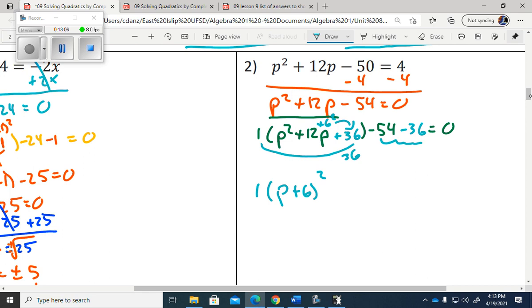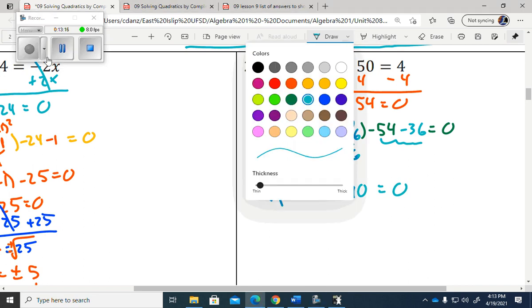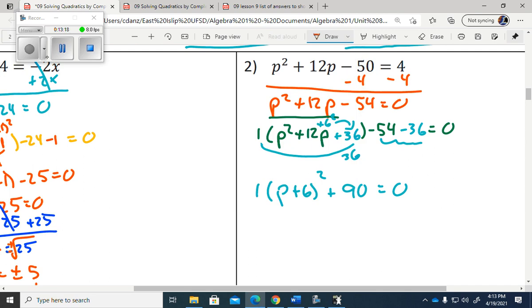And when I combine this, I get 90. Now I have to follow inverse operations. We'll subtract 90 from both sides. I don't need the 1 in front, so I'm not going to put it there. If that was another number, you would need it, and you'd have to divide both sides by it before you square rooted. I feel like I did something wrong.